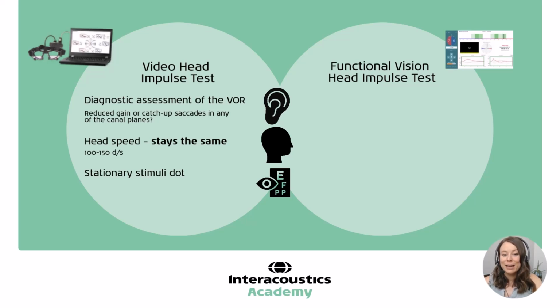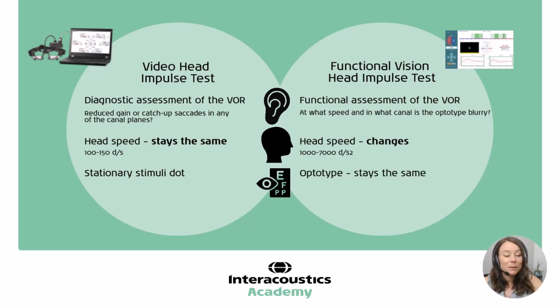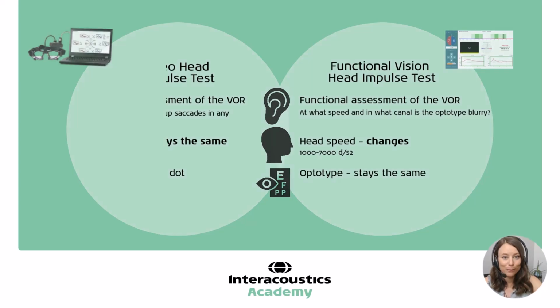The functional vision head impulse test is a functional assessment of the VOR, similar to DVA and GST. But the question we're trying to answer is, at what speed and in what canal does the optotype begin to become blurry? The changing element is head speed. We're looking at different head speeds, and we measure this in acceleration, at 1,000 to 7,000 degrees per second squared. The optotype size stays the same, and the head speed is what's changing, and also the head direction, because we're testing the lateral, RALP, and LARP canals.